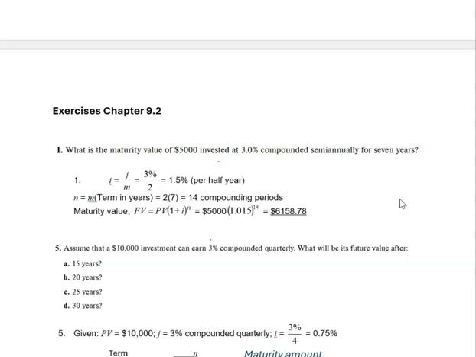So you want to put 1.015, click the y to the power of x button. Find that on your calculator, push y to the power of x. Then you're going to put in 14, and then you're going to hit equals. And that's going to give you what that factor is. Multiply that by your 5,000, and it's going to give you $6,158.78.